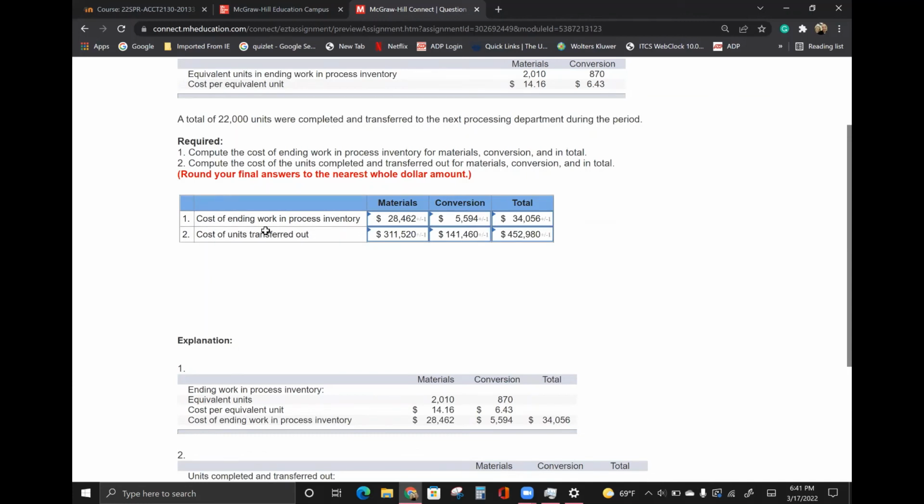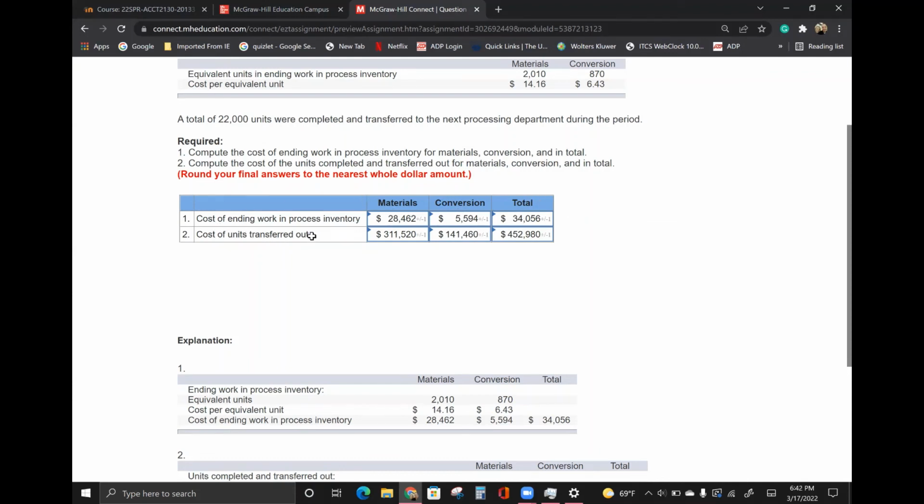All right, so the first one says, what is the cost of the ending work in process? So we have materials, units, 2,000, and it was 14.16 per unit. So we just have to multiply to get the total costs in work in process. We multiply to get the conversion costs, and then we add those together. So that's the first line.